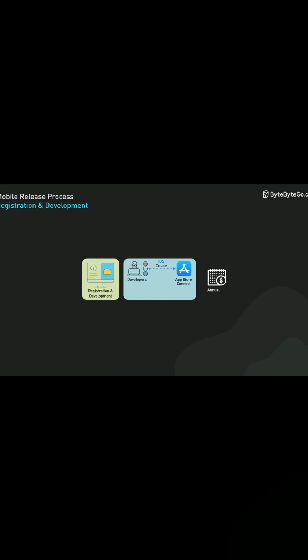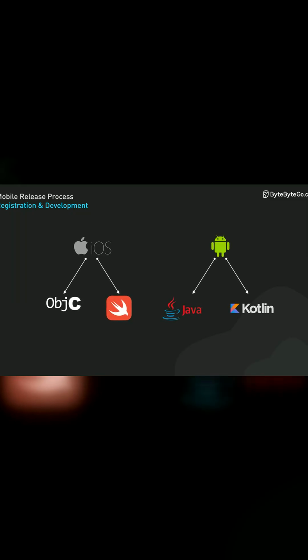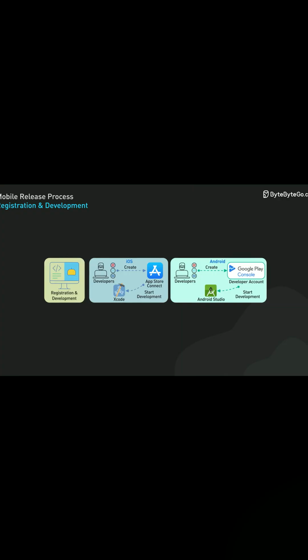To start building our iOS app, we first need to join Apple's developer program, which comes with an annual fee. For Android, we register as developers on the Google Play console and pay a one-time registration fee. Next, we choose a programming language, Swift or Objective-C for iOS, Kotlin or Java for Android. We write our apps with key development tools like Xcode for iOS and Android Studio for Android.